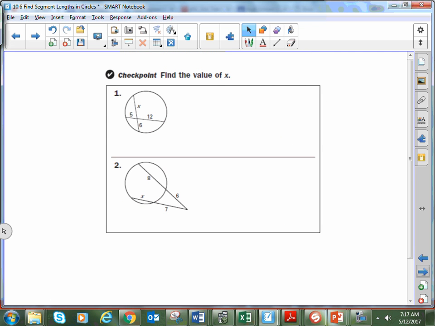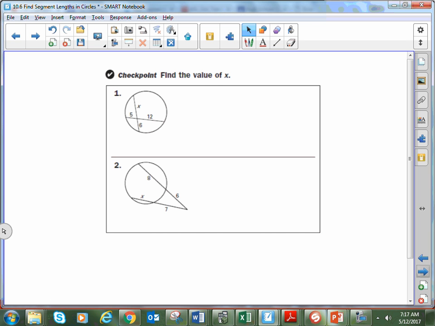So now that you've seen a couple of examples of how these relationships of the lengths of segments of a circle are going to be used, go ahead and pause the video and try answering these 2 questions. And when you're done, hit play again to compare your answers with how mine look.